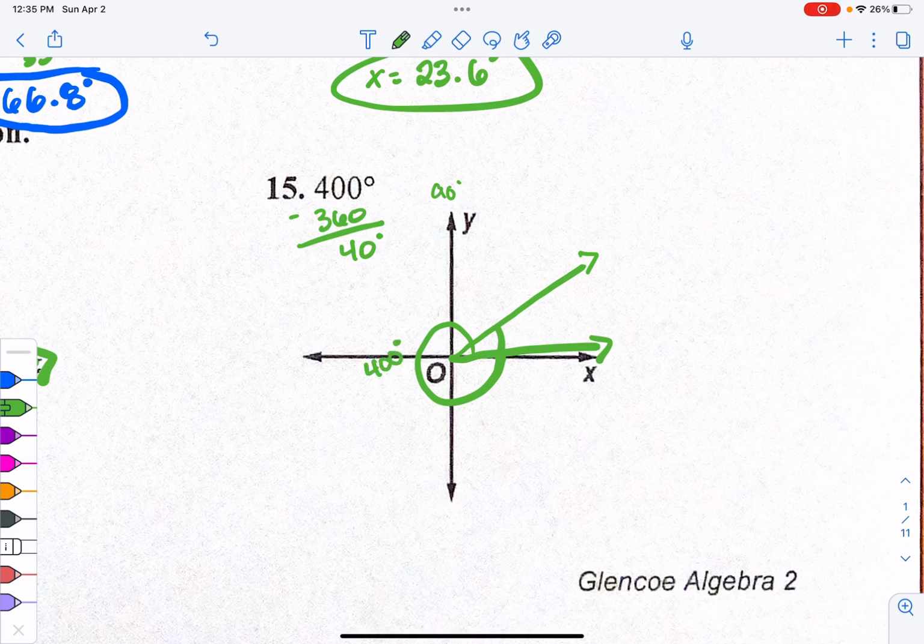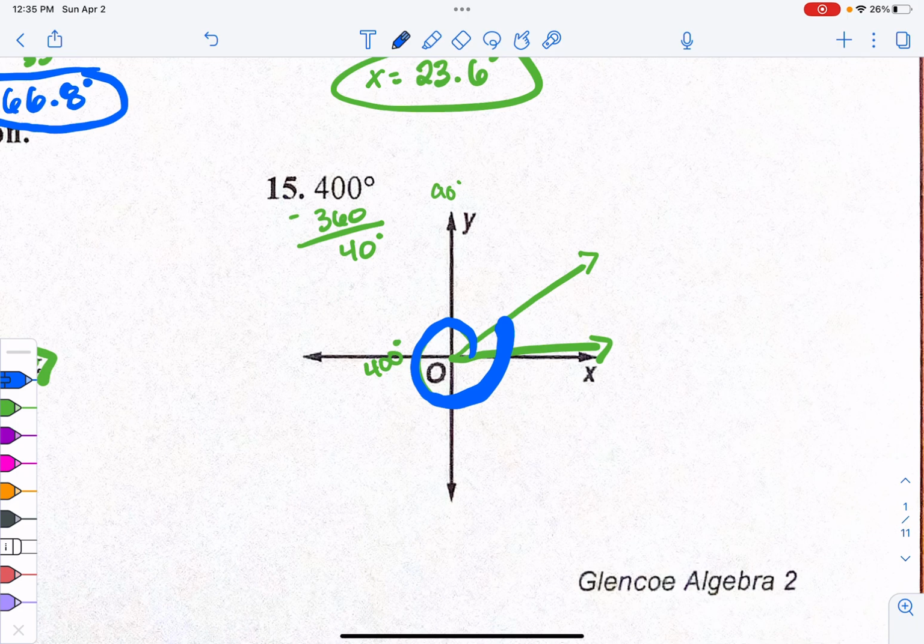It actually looks the same as what just 40 degrees would be if I'm just looking at this angle right here. But it actually is measuring one full circle around and then some. So it's kind of like a little spiral. So make sure that when you're drawing this, you're drawing your entire spiral so that I can see that you've gone around more than one time.